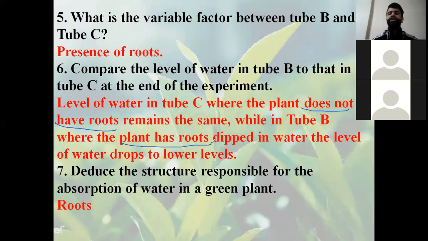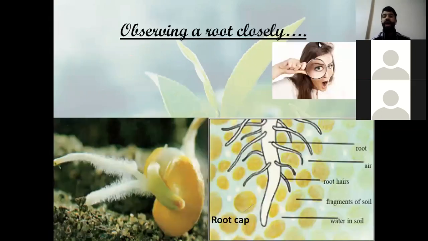So what structure is responsible for the absorption of water? When we have roots, the level of water decreases. When we don't have roots, the level of water stays the same. So the structure is the roots. In this experiment, we concluded that it is the roots. Let's move now to look further at the roots of the plants. If we have a close look, we have two important parts of the roots.